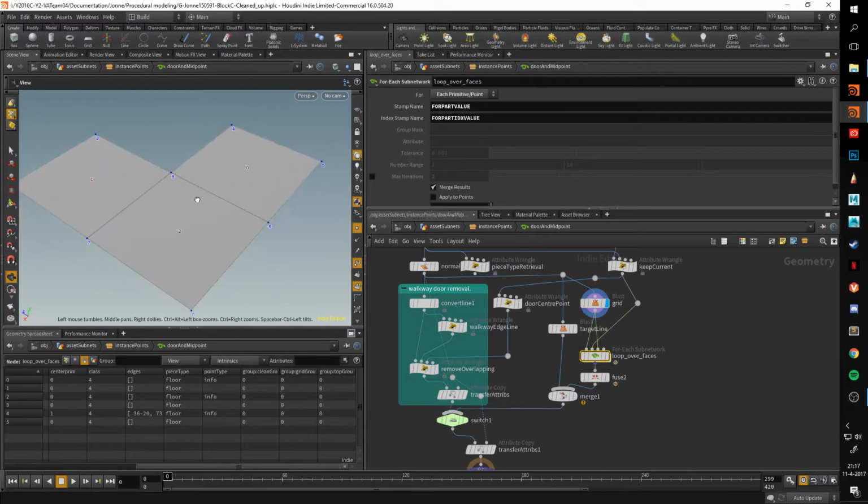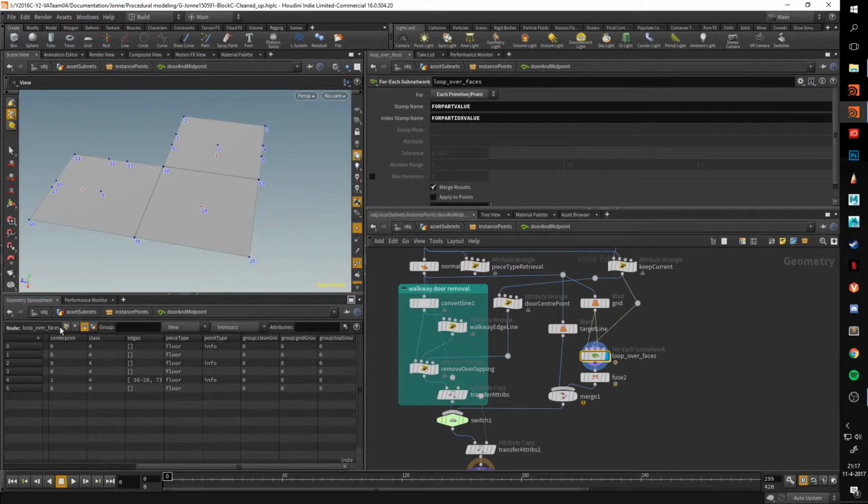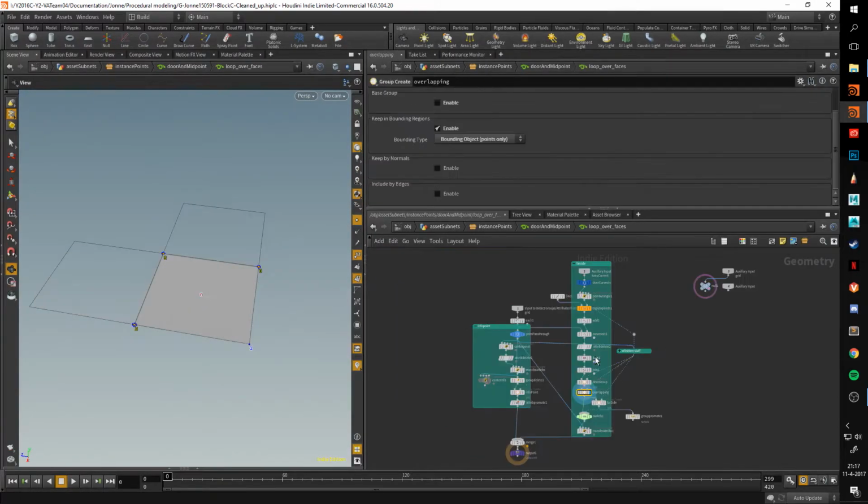Now, going on to here, which is the more interesting part, here I loop over the groups and cut out the doors. If I select this, you can see it now has a bunch of new points as well as all these other points that are in line. What isn't visible, and only visible in the geometry spreadsheet, is that there's now a bunch more groups. We have an overlapping group, outer edges group, info point group, fuse group, far side group, and door group. And it all happens inside of here.